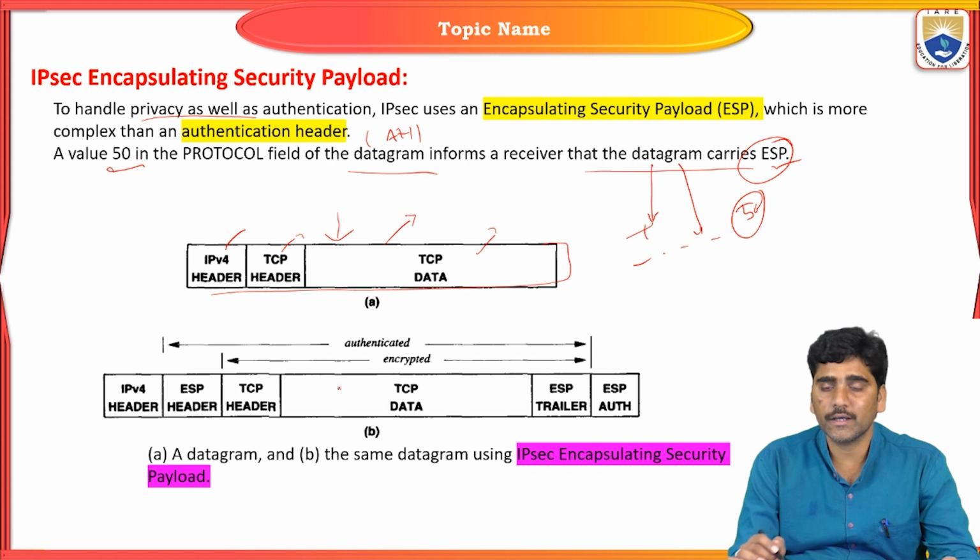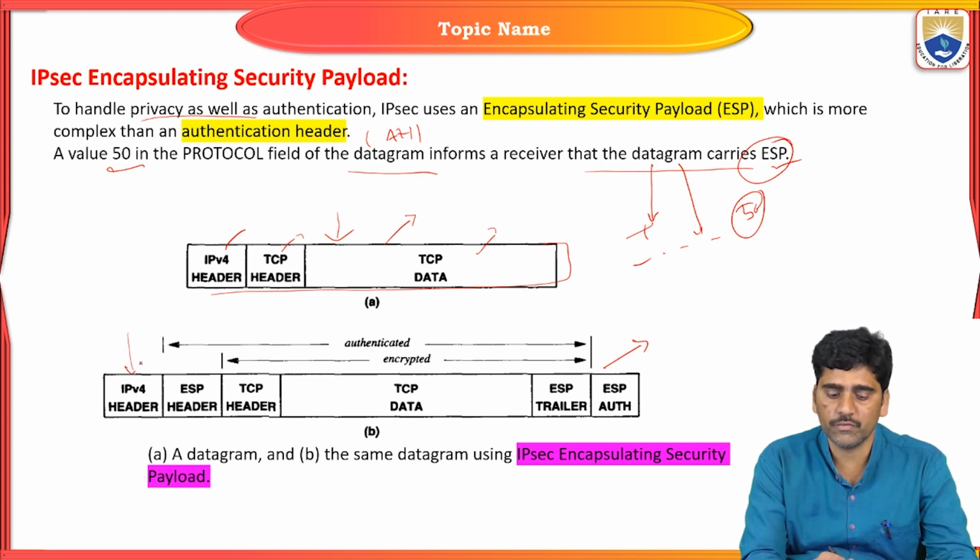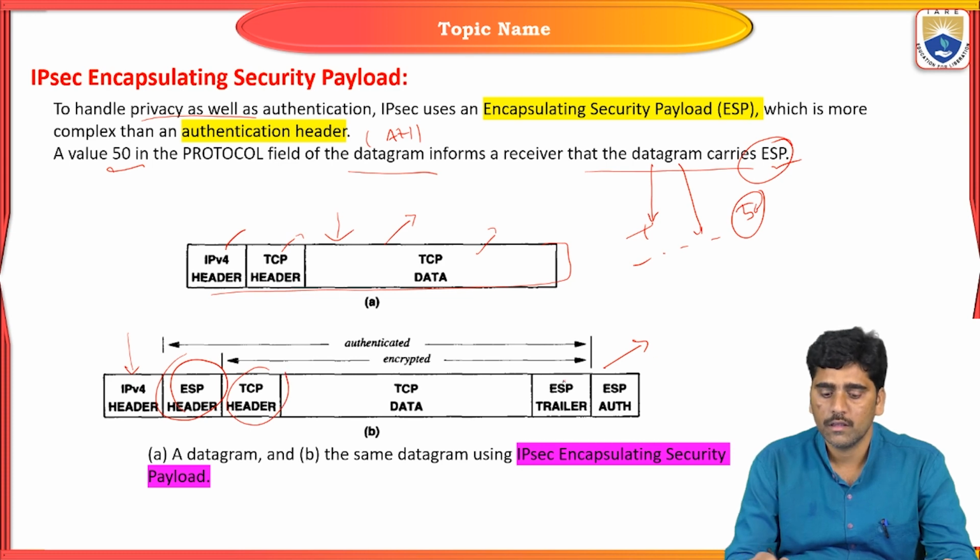This datagram is a packet, or a format, or a frame, anything you can say. This is the datagram with the Encapsulating Security Payload. What it contains is the IPv4 header along with the Encapsulating Security Payload header, along with the TCP header and TCP data, along with the ESP trailer as well as the ESP authentication data.